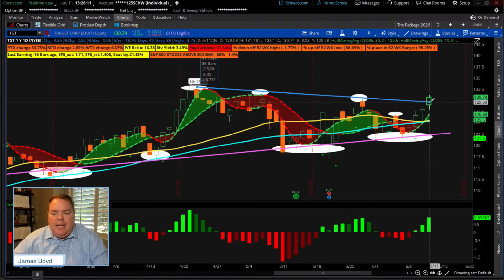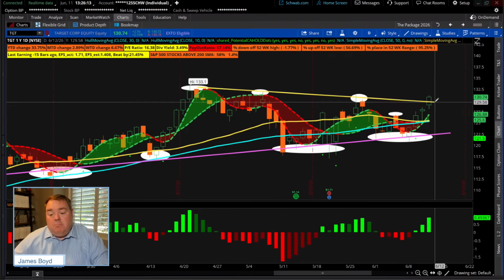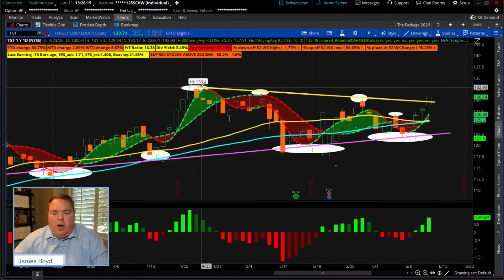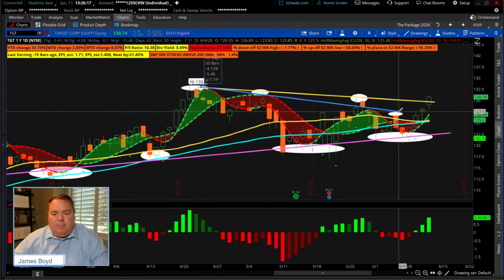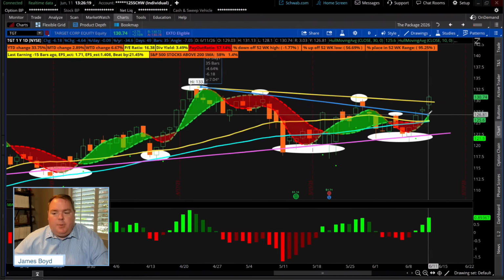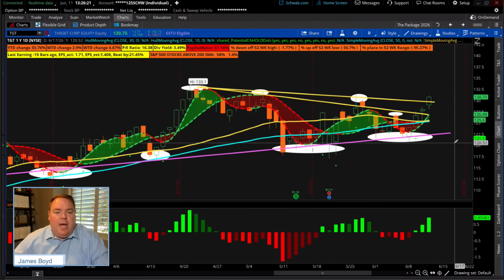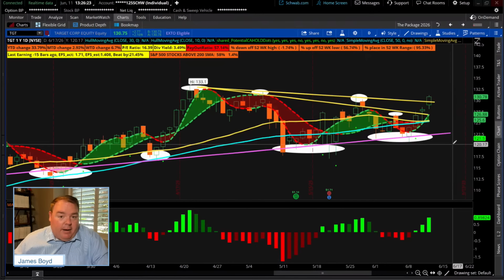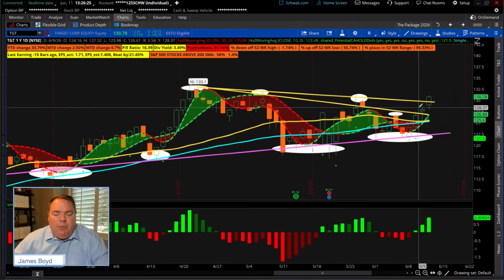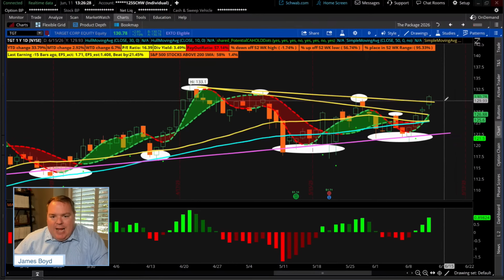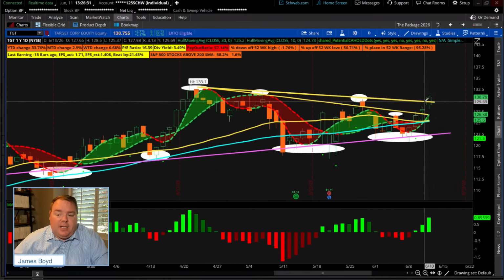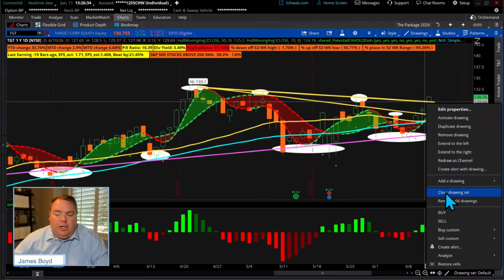If we were to draw a line like this, it could be a line of resistance. If we draw a line maybe touching three of these, probably about right there, some traders might already be in, okay? Not everyone is going to trade off the same line. Now let me go back on this for just a second. Let me right click on this chart, clear drawing set.